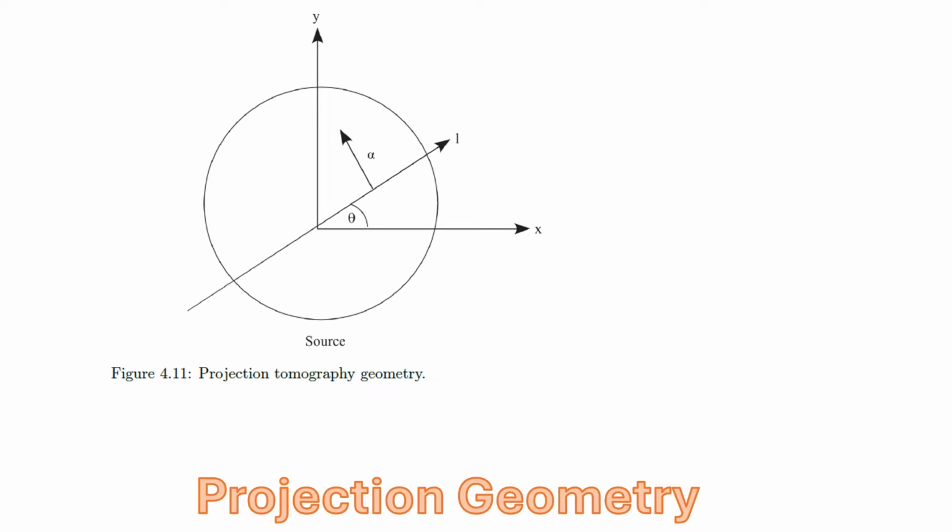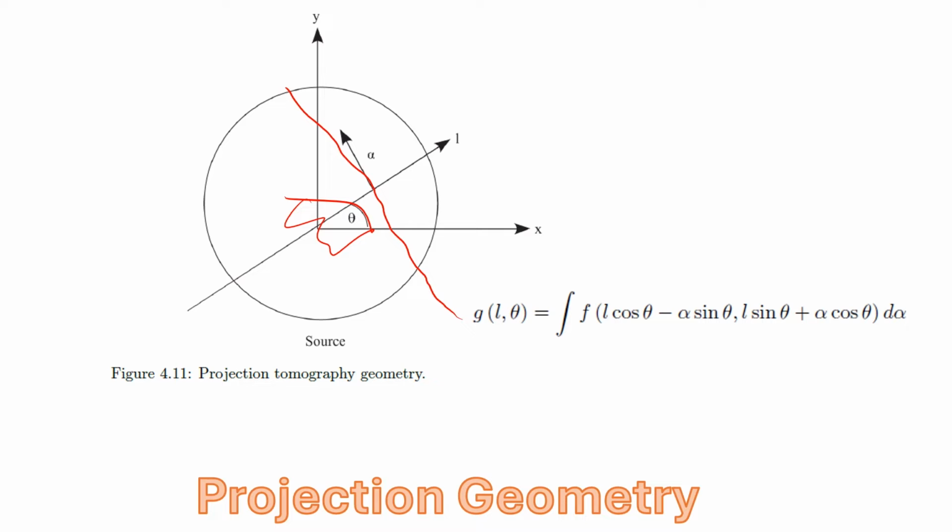The geometry of projection tomography is shown on this slide. We have an object which occupies the region at the center of this circle here. Here's our object. And we're going to measure rays through the object. So we're going to measure projections that propagate through the object. So let's say along the line here, propagating at some angle theta relative to the x-axis, a distance L away from the origin. We would calculate our measurement as the integral of the density of the object along that line.